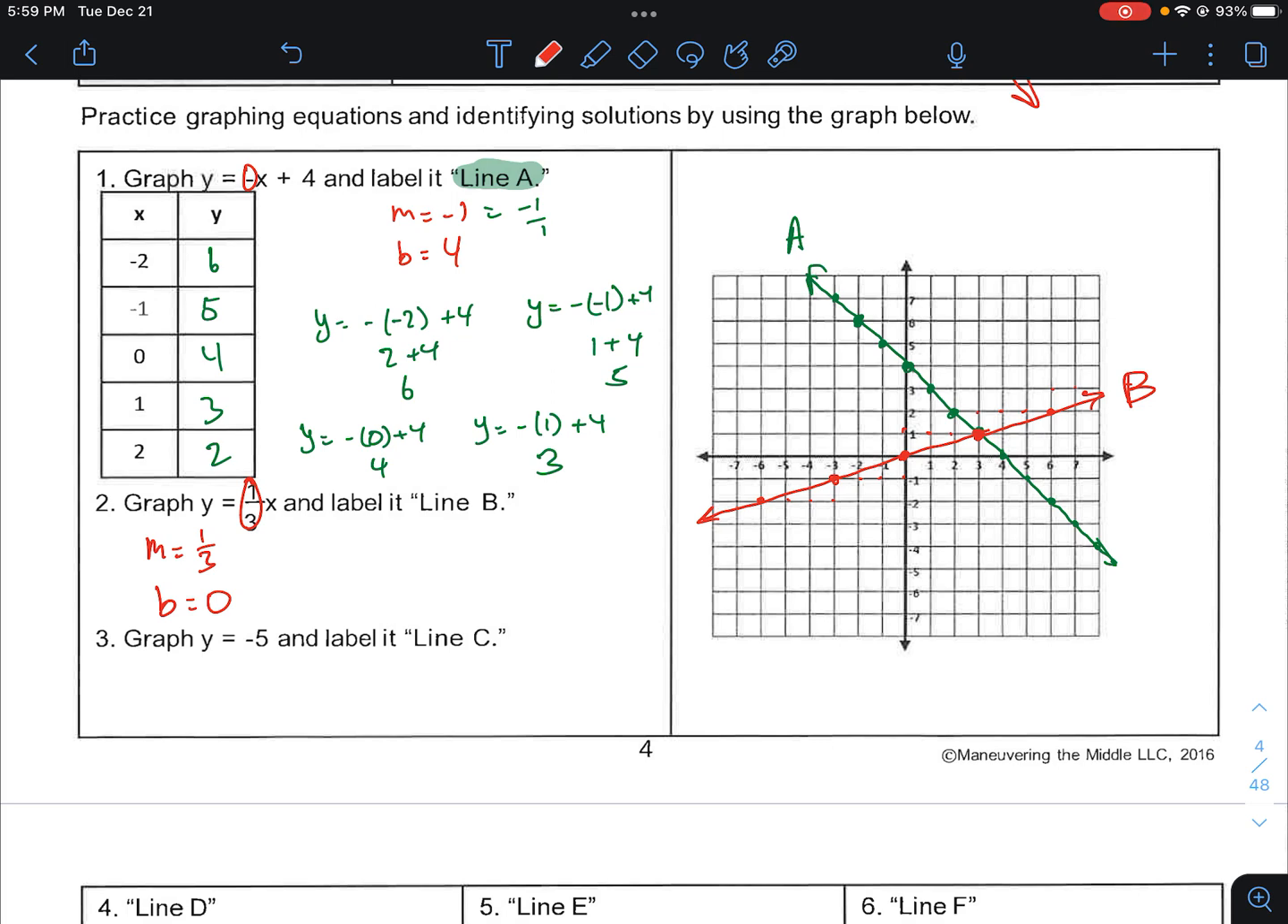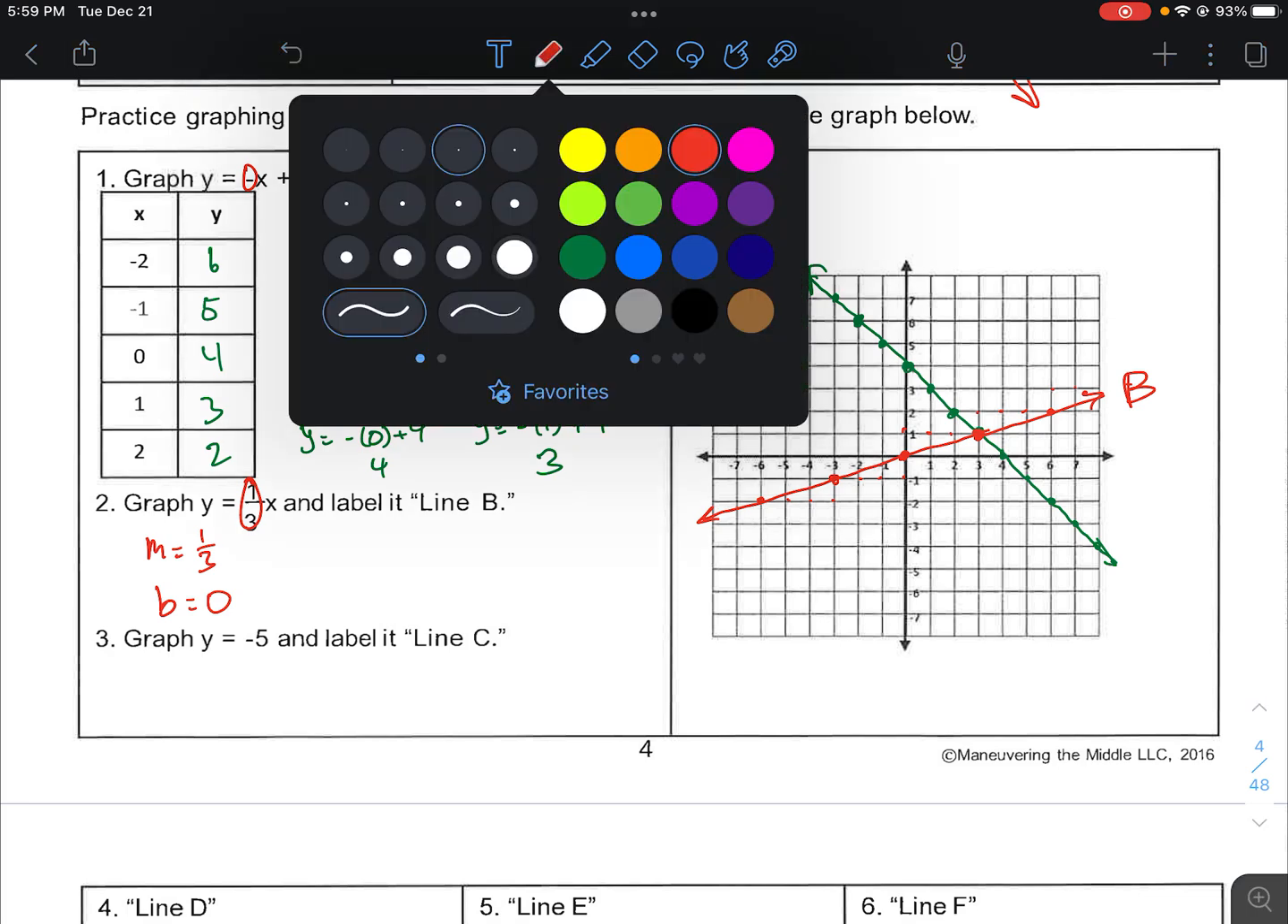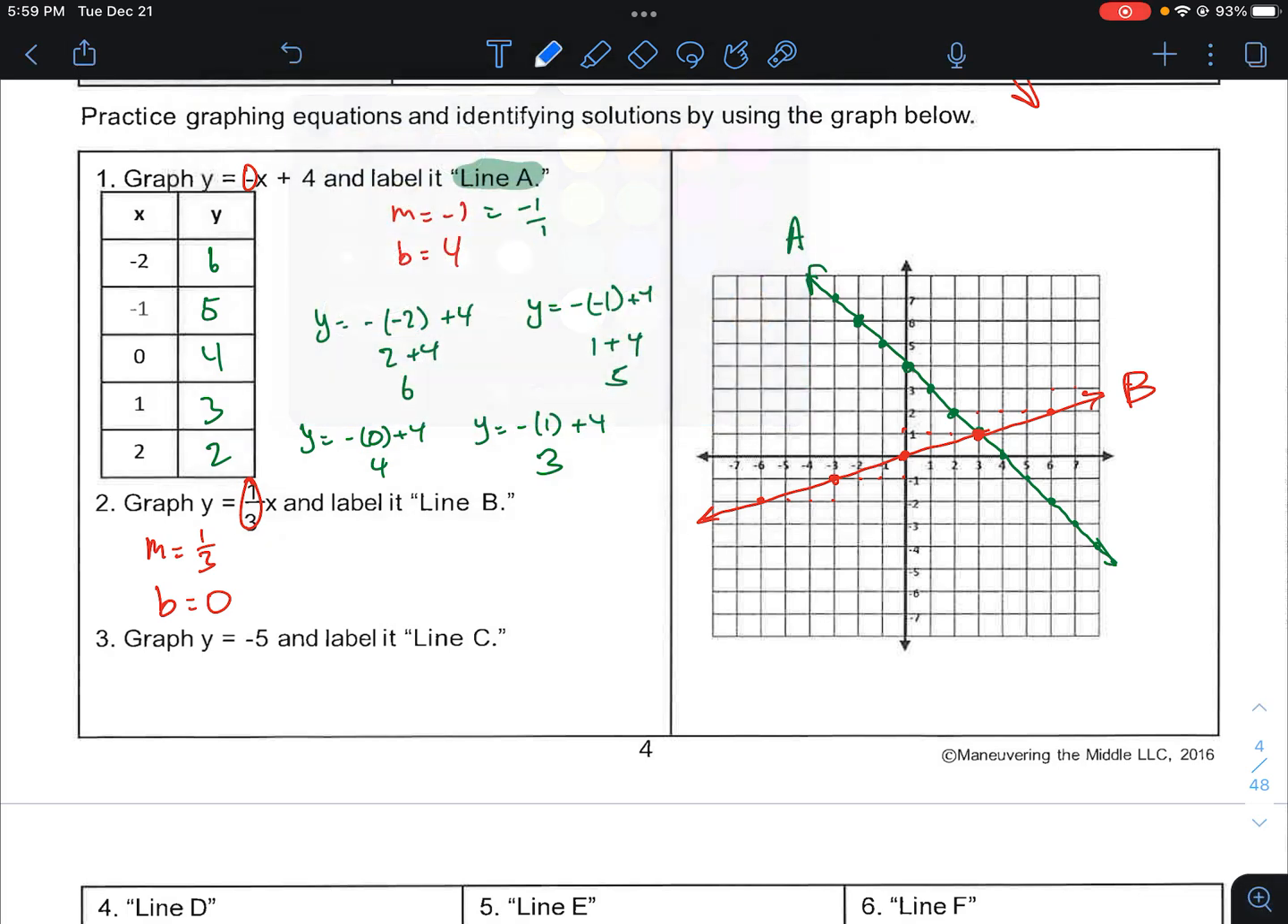And then graph y equals -5. Well, I'm going to use blue for this one. What is my slope? I don't have a slope, so it's 0. And my y-intercept is -5. So I have a y-intercept of -5 and a slope of 0, which means it is a flat line. I don't rise at all. I just run. They want us to call it line C.